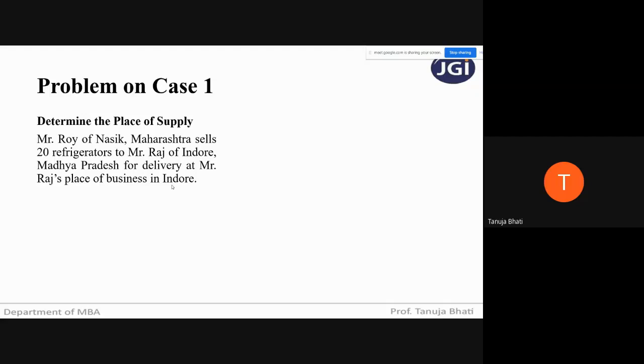Now let us see what is the solution. The place of supply is Indore, Madhya Pradesh. So I think you all have understood section 10, subsection 1, clause A. Now let us move ahead to the next clause.